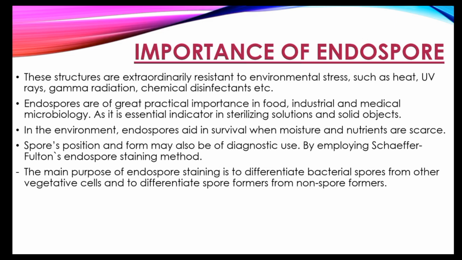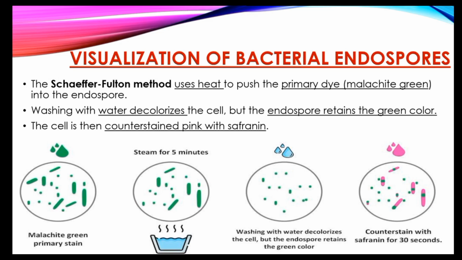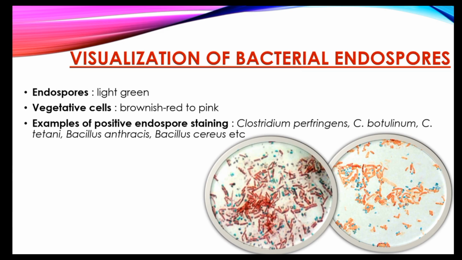Visualization of bacterial endospores. The Schaefer-Fulton method uses heat to push the primary dye, that is malachite green, into the endospore. Washing with water decolorizes the cell, but the endospore retains the green color. The cell is then counterstained pink with safranin. Endospores appear light green. Vegetative cell appears brownish red to pink.